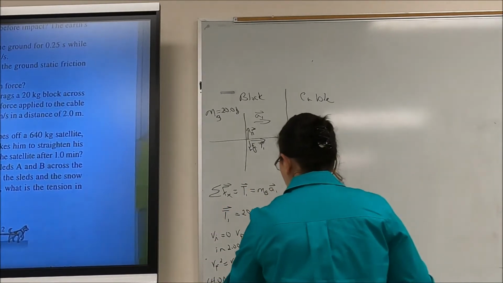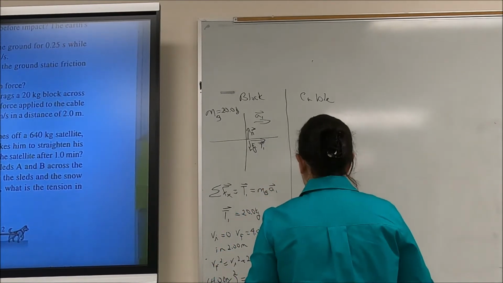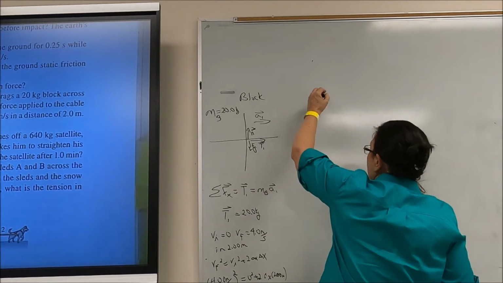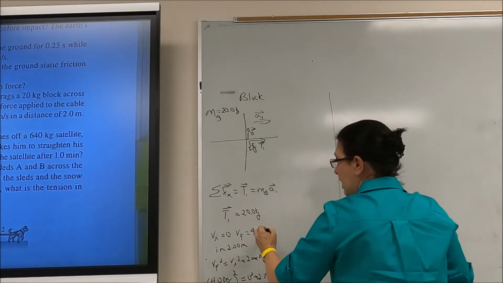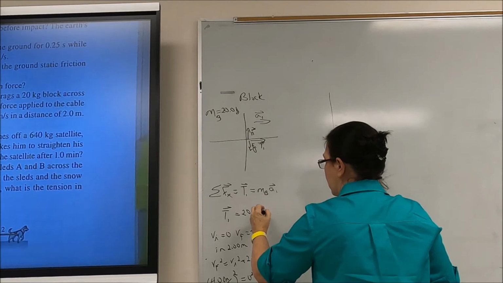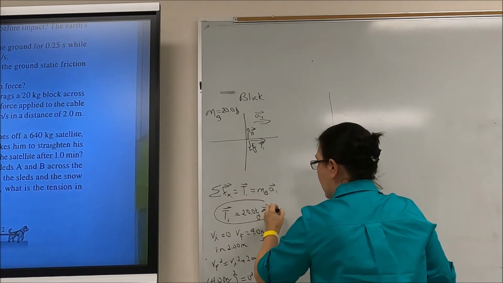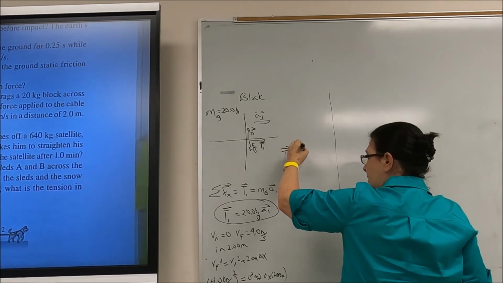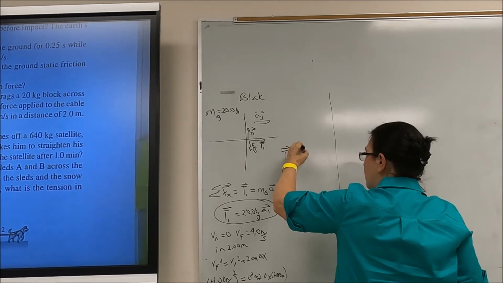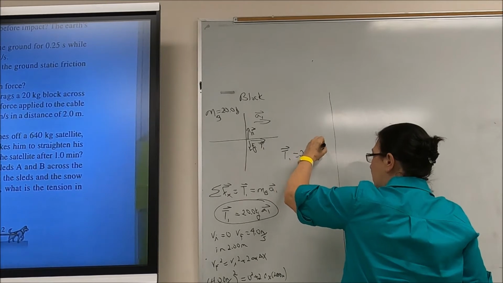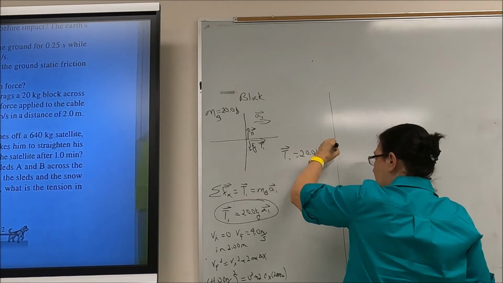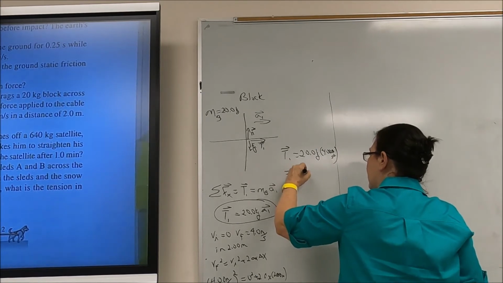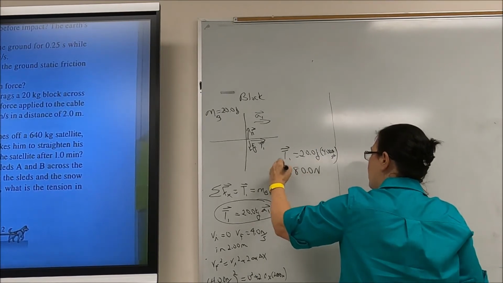Now that I have a_x, I'm going to scoot this over just a little bit. I can come back up to this equation and say that T1 is equal to 20 kilograms times 4 meters per second squared. So that's 80 newtons.